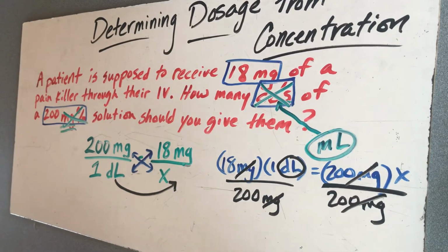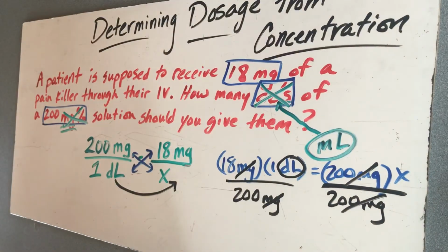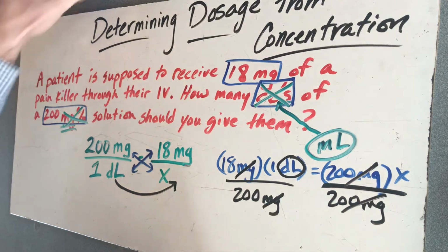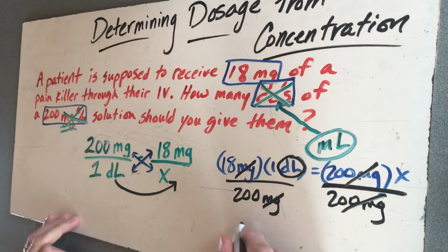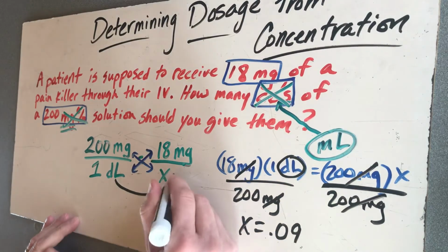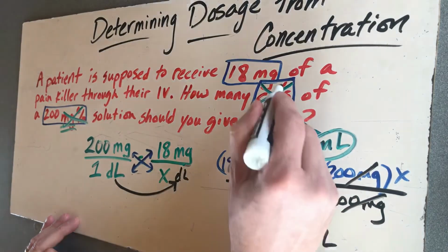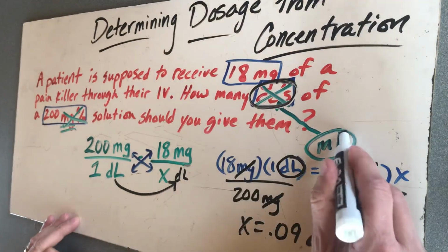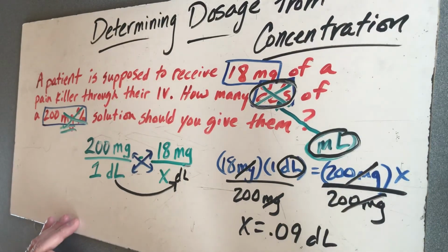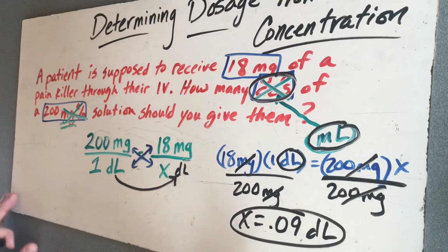So if I go through and plug all that stuff in, 18 divided by 200, you grab your calculator, gives me 0.09. So I get x equals 0.09. Now 0.09 what? Well, that would be deciliters. That isn't what I was looking for. I wanted to know how many cc's to give them, which translates to milliliters. Those are identical. So I don't really want it to stay like this. I would like this to turn into milliliters.